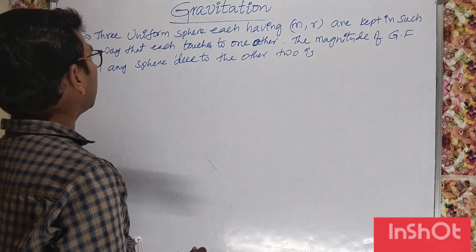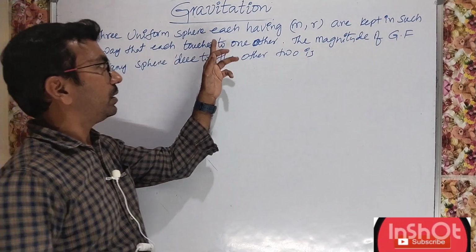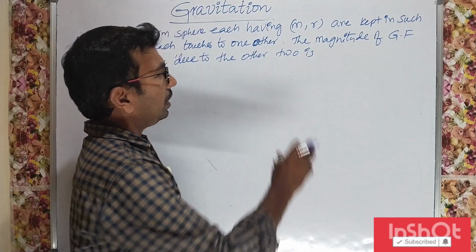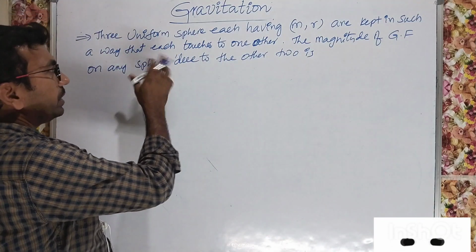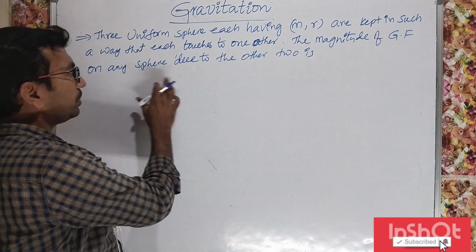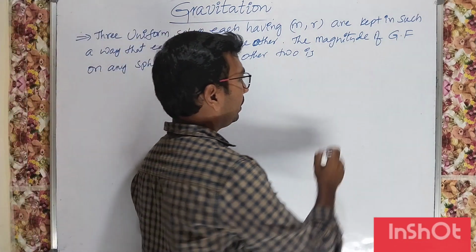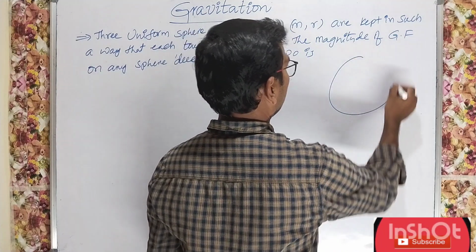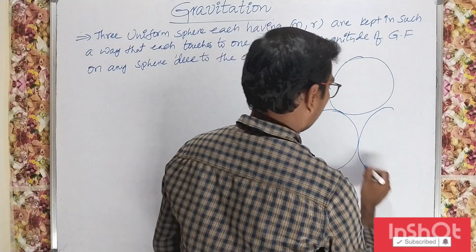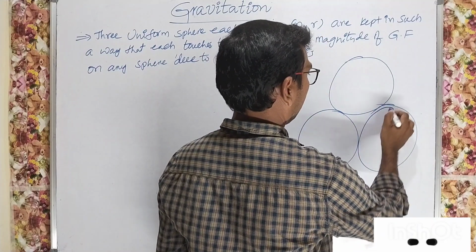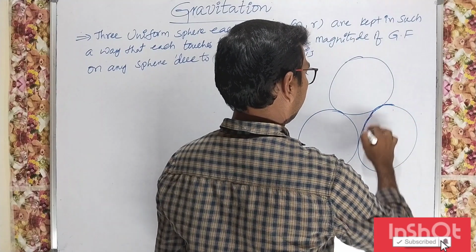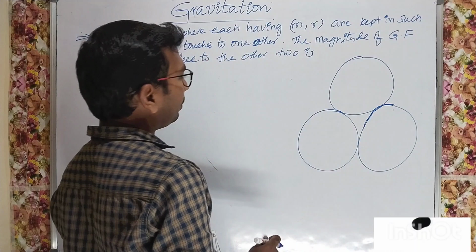Next, one more problem we can discuss. Three uniform spheres, each having mass m and radius r, are kept in such a way that each touches the other. The magnitude of gravitational force on any sphere due to the other two is? So here you can consider three spheres of mass m. These three touch each other like that, each of radius r.